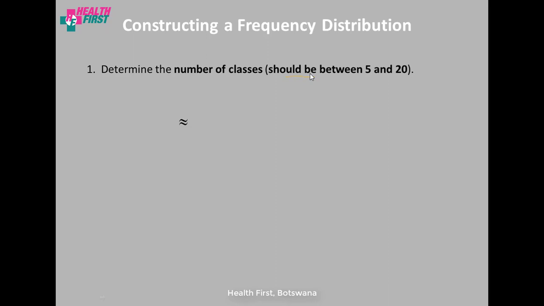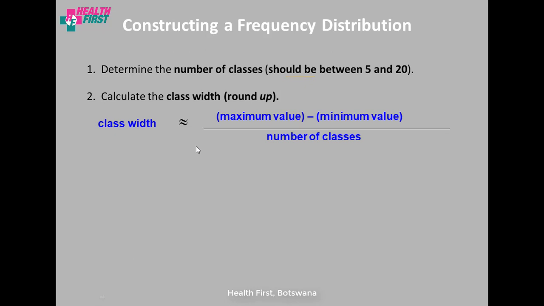So you decide the number of classes that you'd need in your distribution, and second, you calculate the class width, right? And it's important that when you calculate the class width, you round up. So how do you calculate the class width? The class width is given by the maximum value in your data distribution minus the minimum value, which is the range. And you divide that by the number of classes, right? The number of classes, remember, you have already determined in point 1. So you will take the maximum minus minimum divided by the number of classes. That will give you the class width.